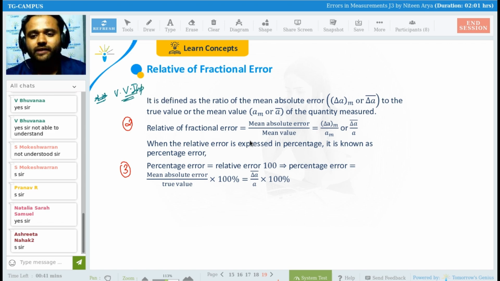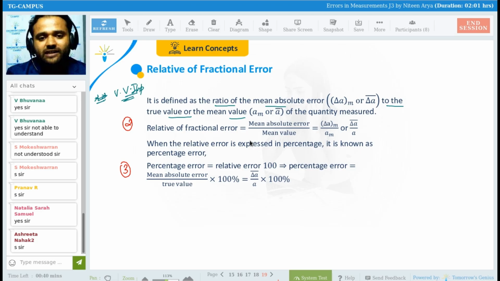Okay, why it is very, very important, you're going to see in a minute. Now relative error, it is defined as the ratio of mean absolute error del AM to the true value or the mean value AM of the quantity measured.